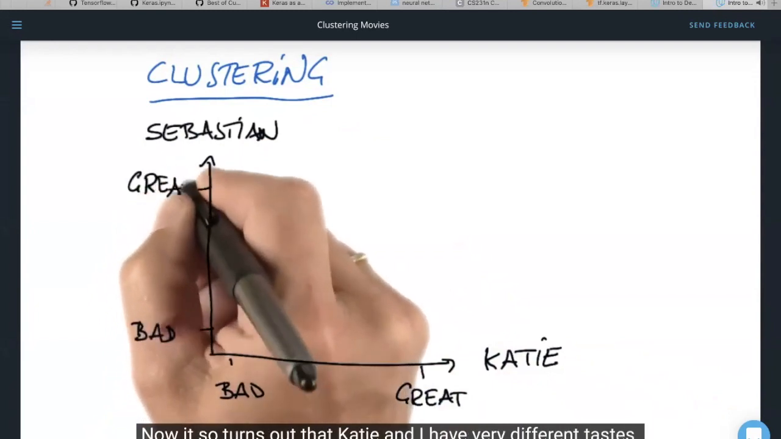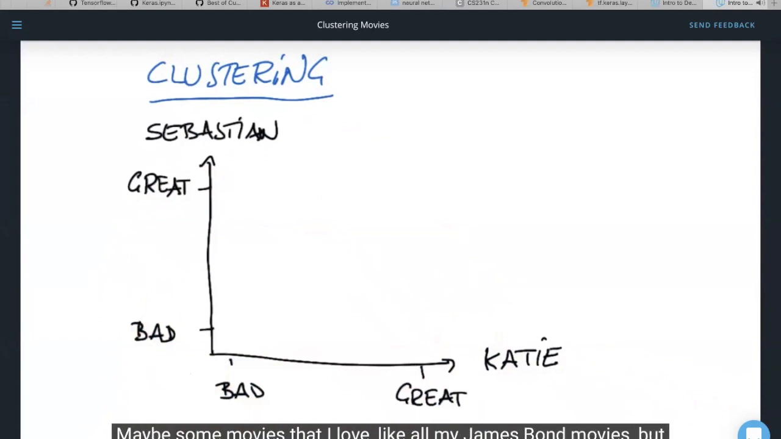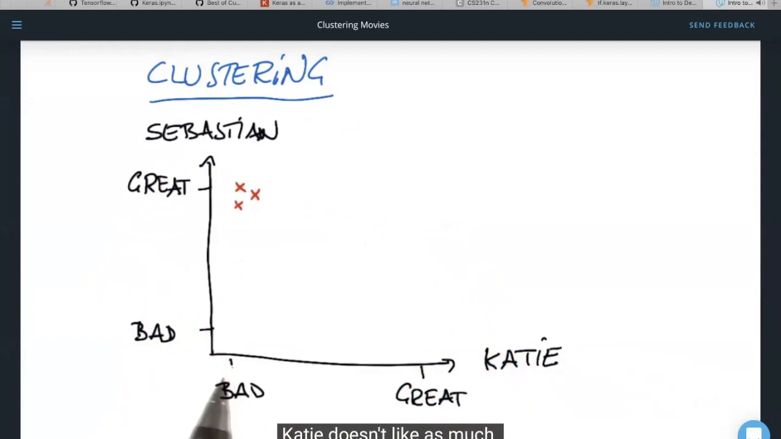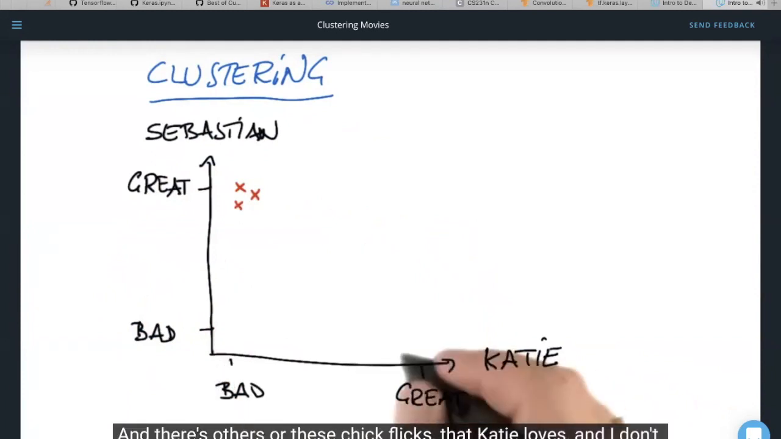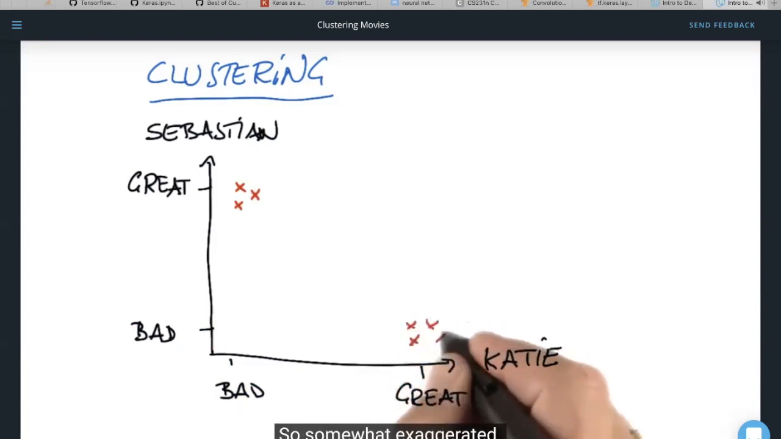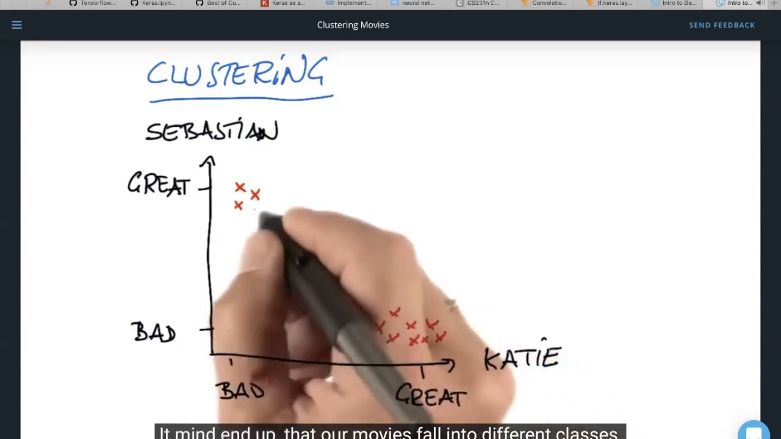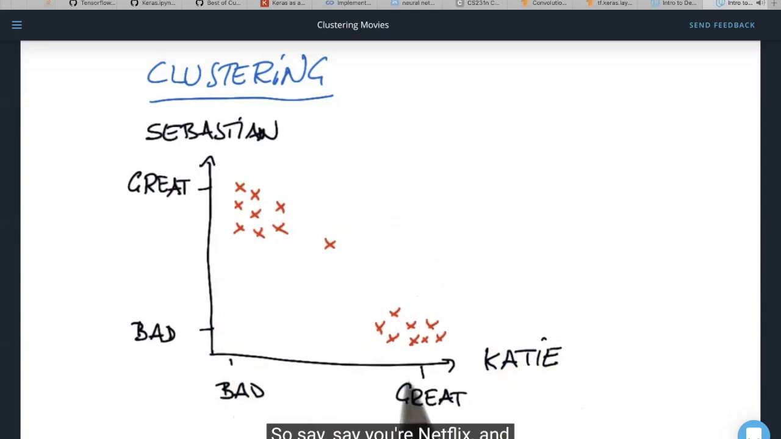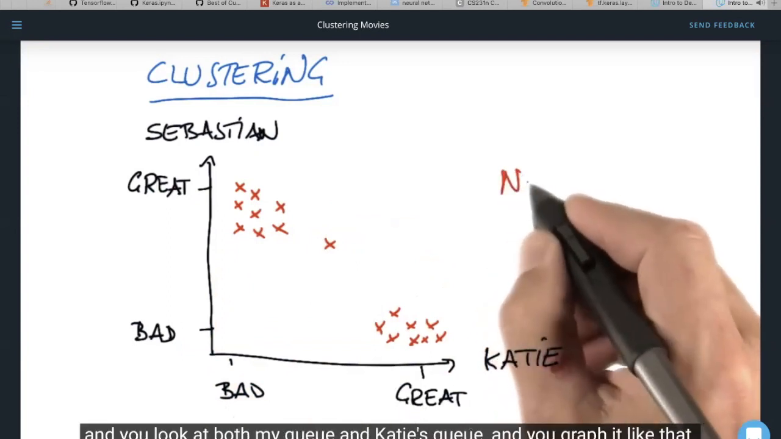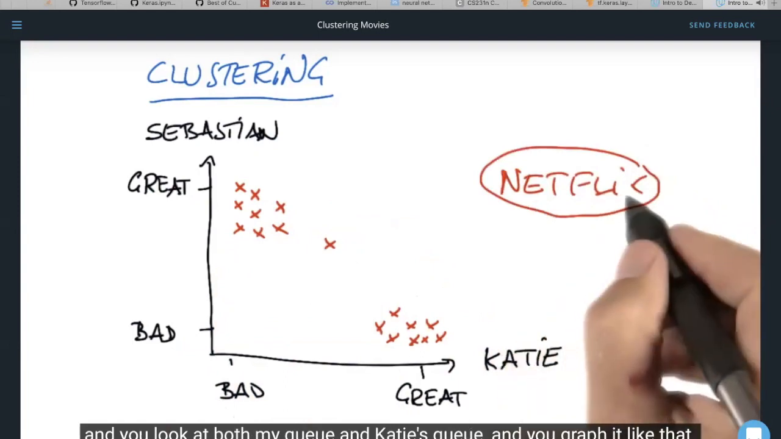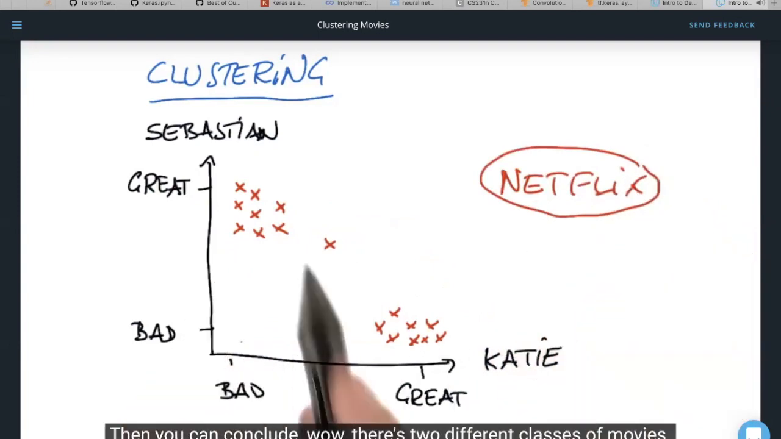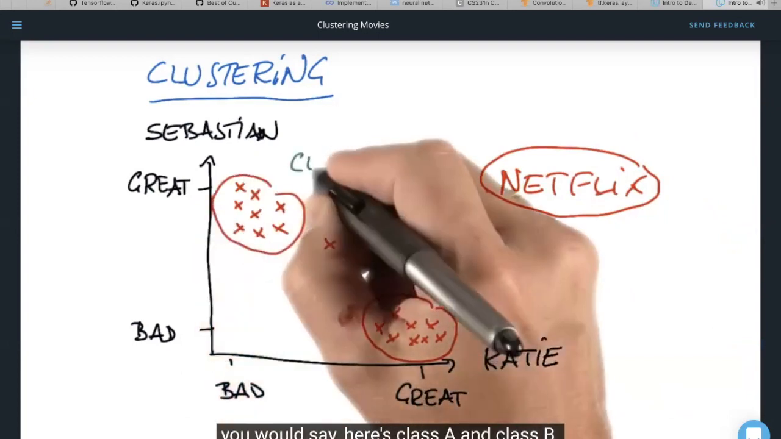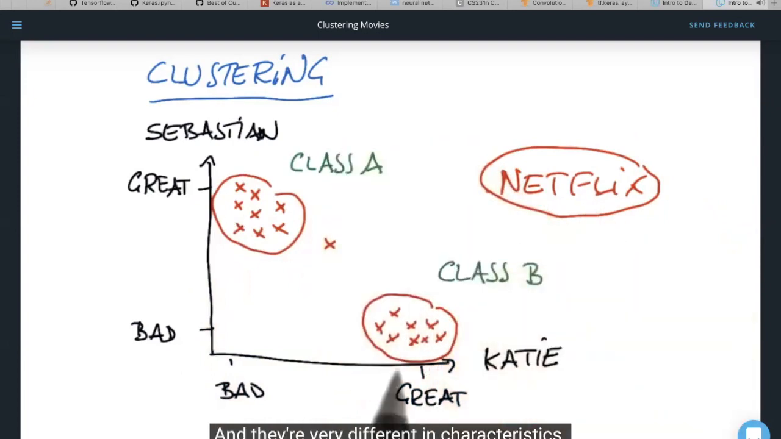Now, it so turns out that Katie and I have very different tastes. Maybe some movies that I love, like all my James Bond movies, that Katie doesn't like as much. And there are others, all these chick flicks that Katie loves, and I don't. So somewhat exaggerated, it might end up that our movies fall into different classes, depending on who likes which movies. So say you're Netflix, and you look at both my queue and Katie's queue, and you graph it like that, then you could conclude, wow, there's two different classes of movies. Without knowing anything else about movies, you could say there's class A and class B. And they're very different in characteristics.